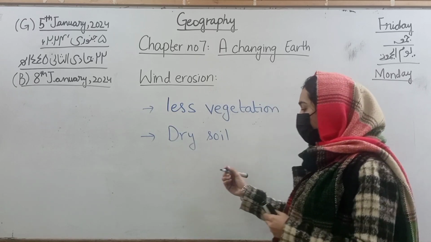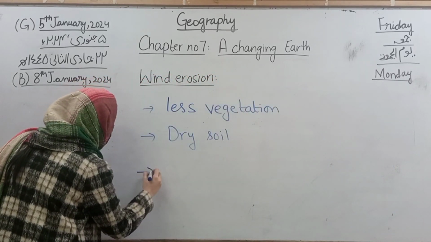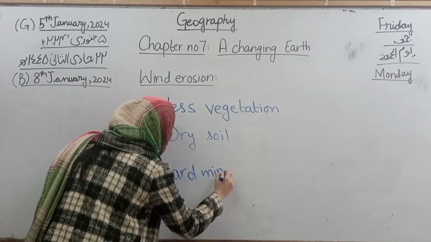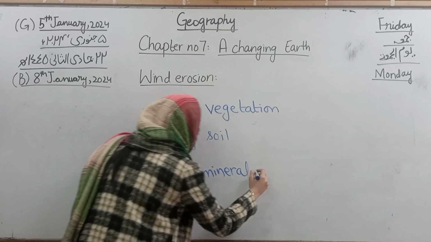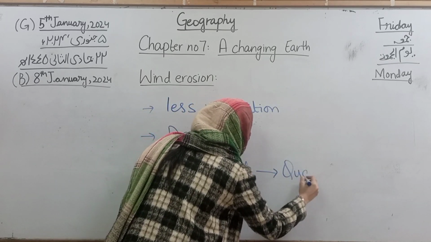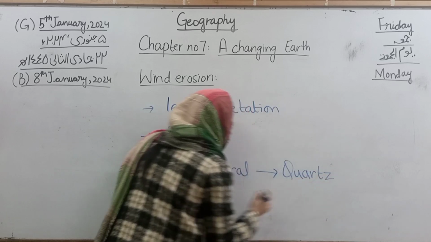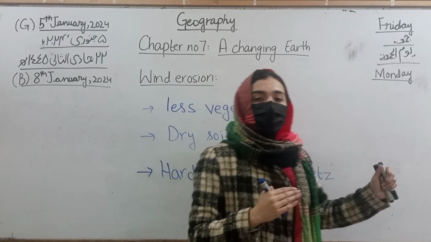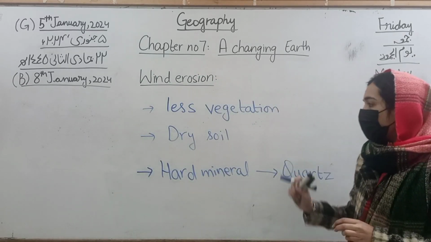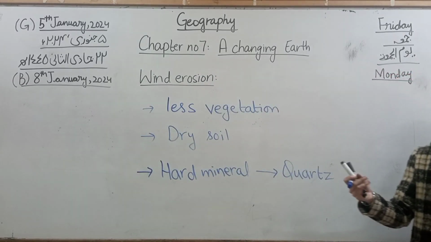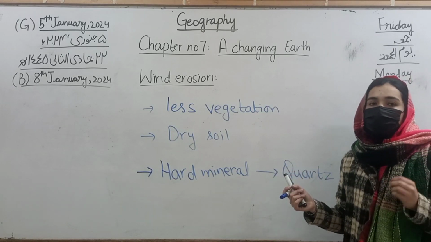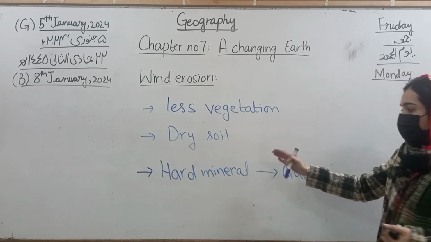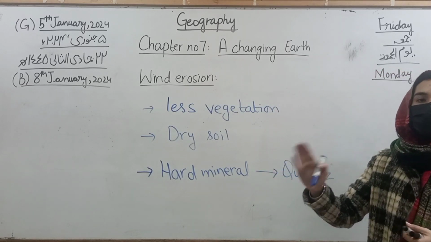So there is an example of a hard mineral, which is quartz. So the soil containing that hard mineral, quartz, when it moves from one place to another along the wind, it causes the erosion of the place where it moves and shapes the land. So we can say that in this way we can shape the solid rocks as well.